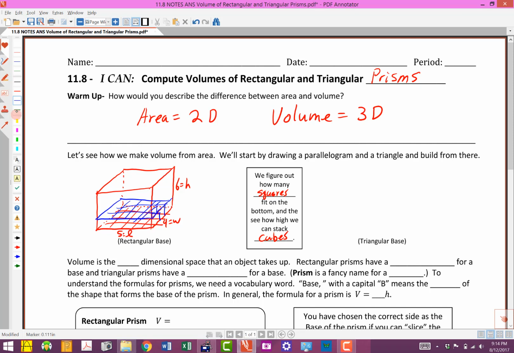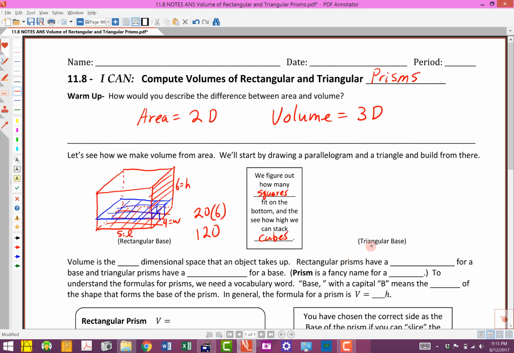Well, the way we figure this out is we say, look, if there were 20 squares on the bottom and we can stack this, take a good look here, we could stack this 6 units high, we'd do 20 times 6 and we'd end up with 120 whatever units they were. So we'll talk about the units in just a second, but that's the basic idea.